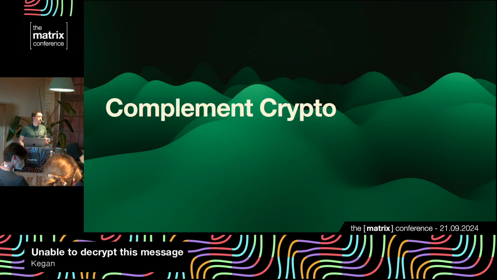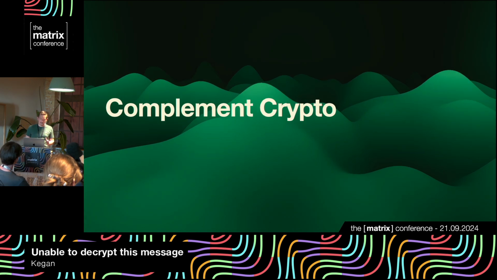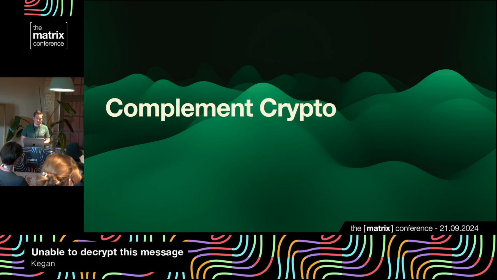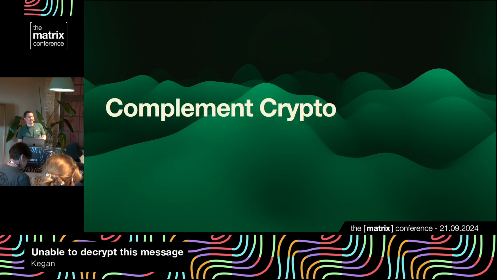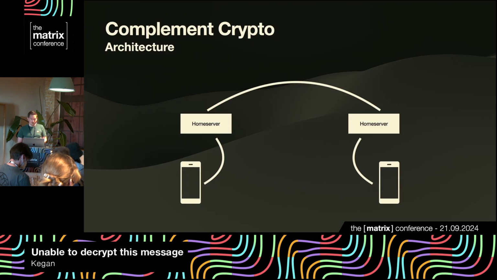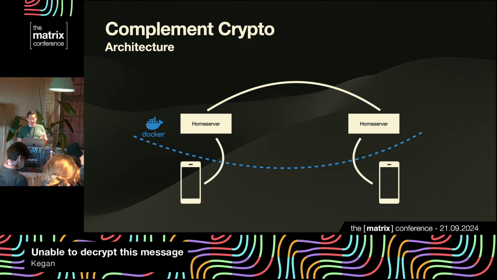So hopefully I've given the impression that there's a whole wide range of things that can go wrong, and any one of these things can cause UTDs in different components. And how do you go about testing something like this? So looking back at hopefully a now familiar diagram, this is what Complement Crypto does. It uses Complement, which is a test suite which ultimately runs homeservers in Docker containers. And we reuse this functionality for Complement Crypto.